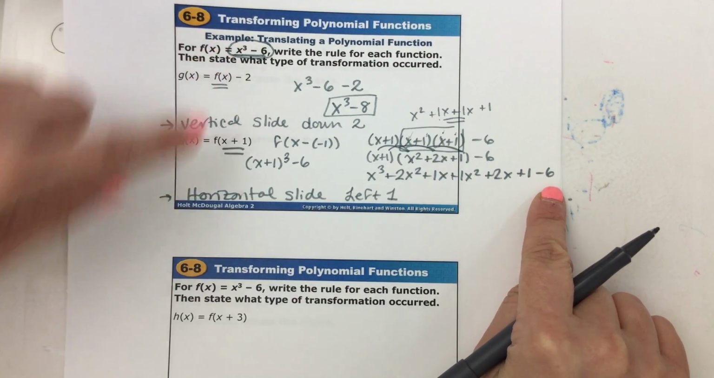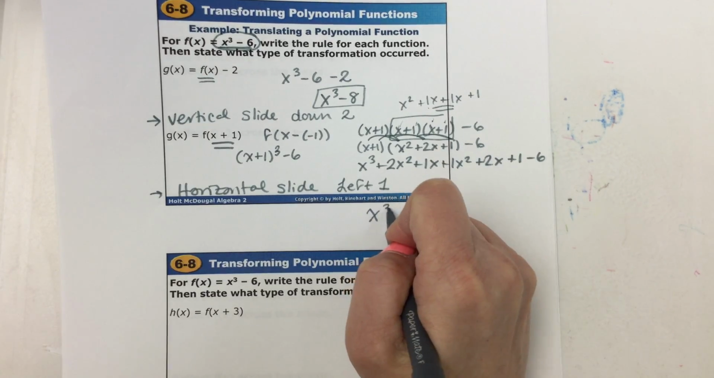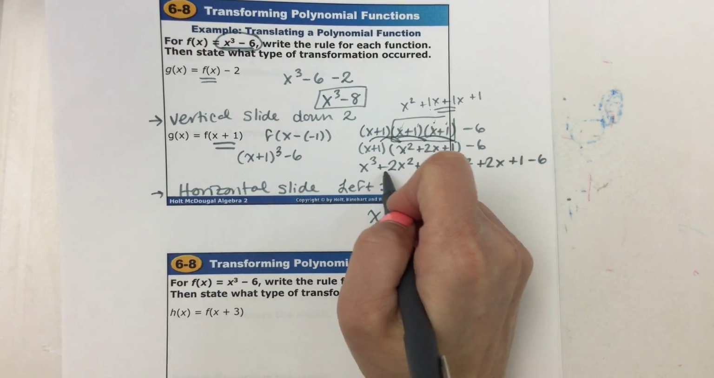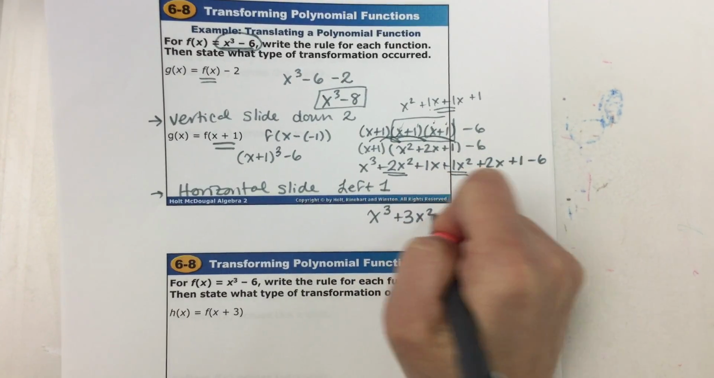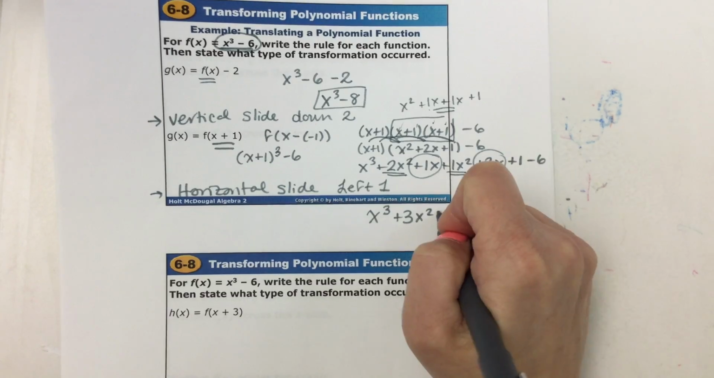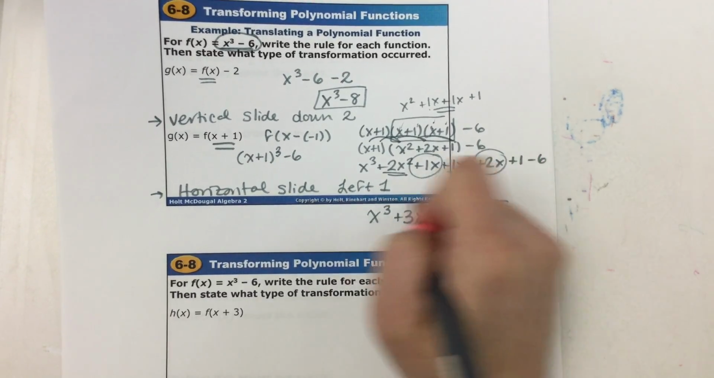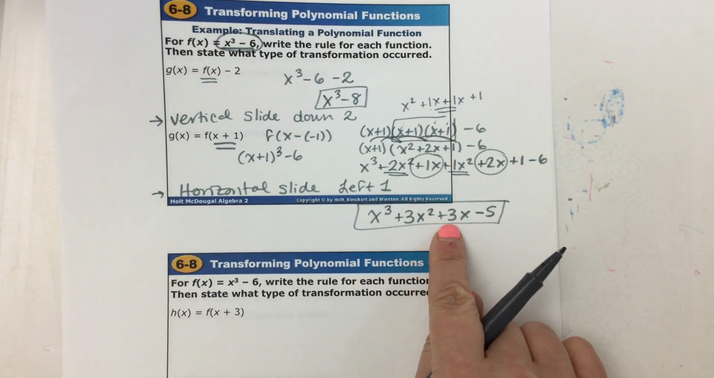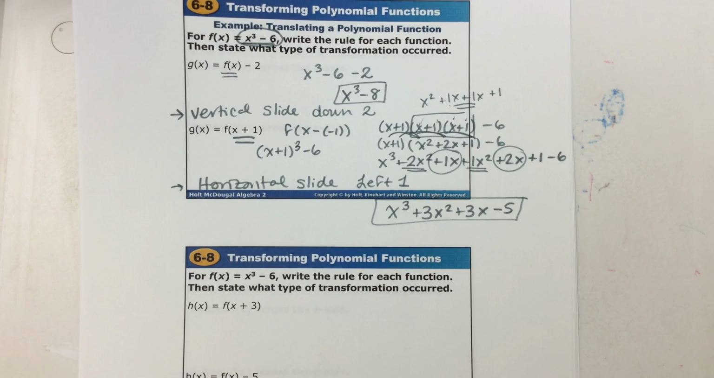Now to find our new rule, our new equation, combine any like terms, have it in the right order. So x cubed would go first. 2x squared and 1x squared makes 3x squared. 1x and 2x makes 3x. 1 and a negative 6 makes negative 5. Here's the new rule. What we did is we took that graph and we slid it to the left 1.